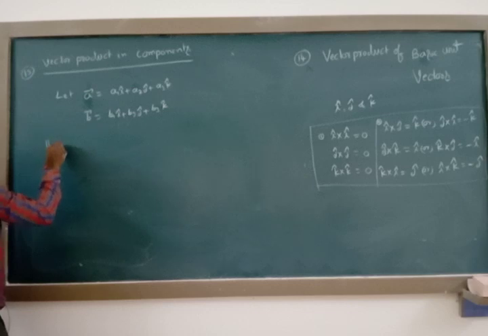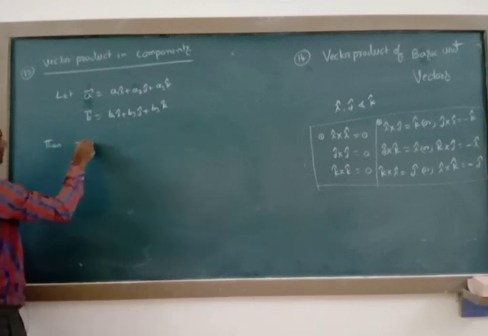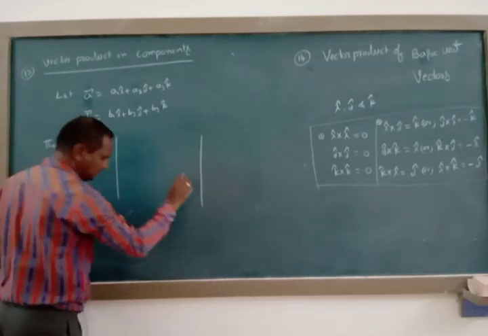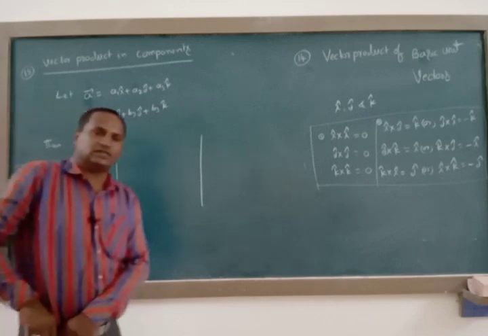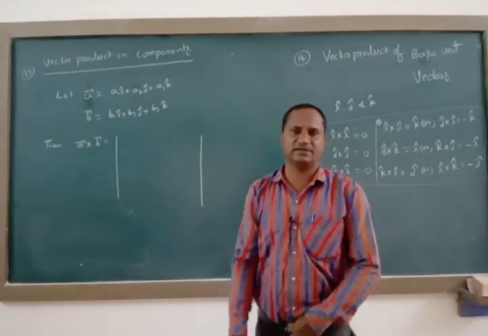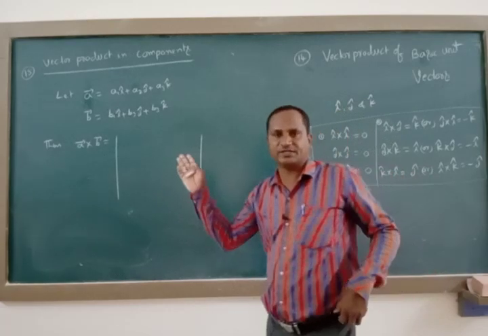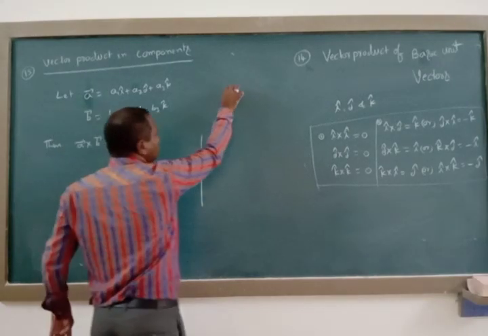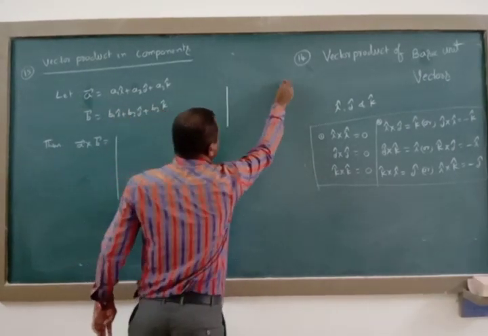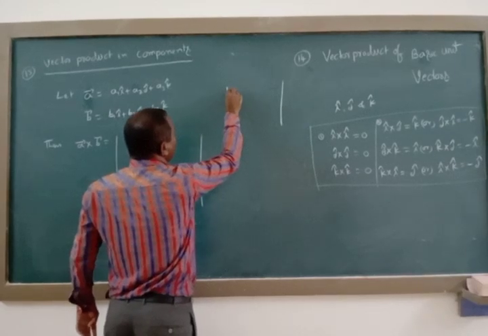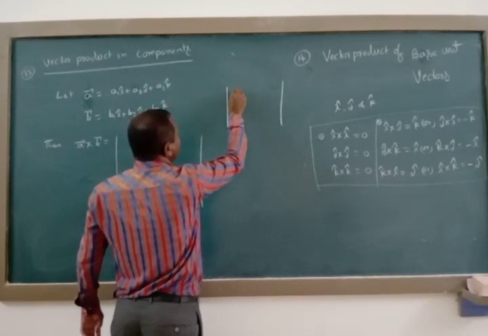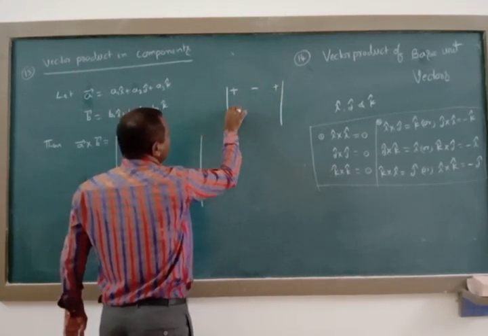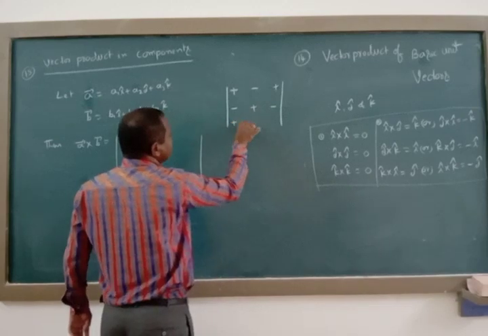Then a bar cross b bar is equal to the determinant formation, because already you knew the determinant formula: in case of matrices, how to evaluate determinants and how to expand. Here we have to apply some symbols. If you want to expand the determinant with respect to the first row, you have to apply these three symbols: plus minus plus; from the second row minus plus minus; from the third row plus minus plus.